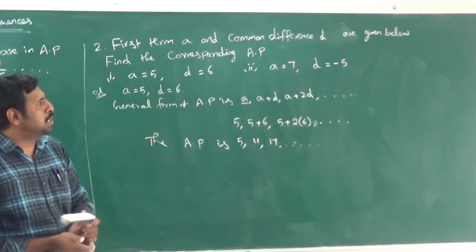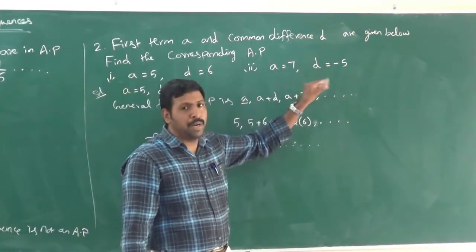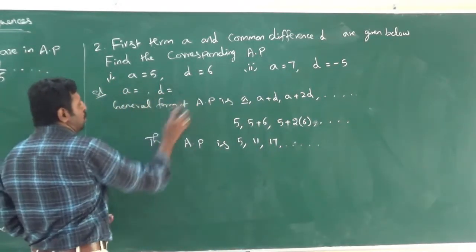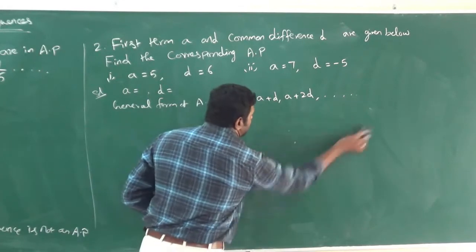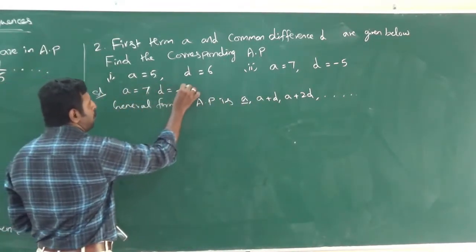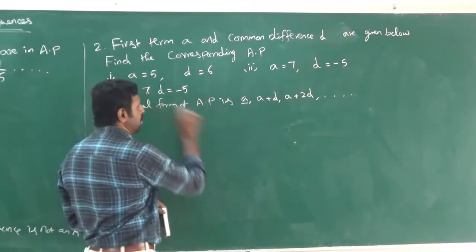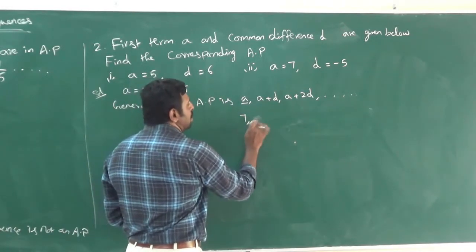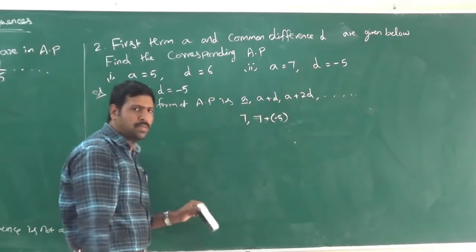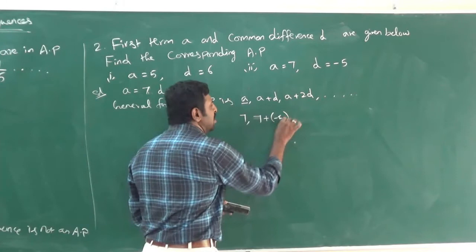Next we see the second Roman number. Here a is equal to 7 and then d is equal to minus 5 is given. Let's take a is equal to 7 and d is equal to minus 5. Now the same, we are applying the value of a is equal to 7, and then 7 plus 2 into minus 5. Directly I am going to write it here. Otherwise you can just write it in the next step.